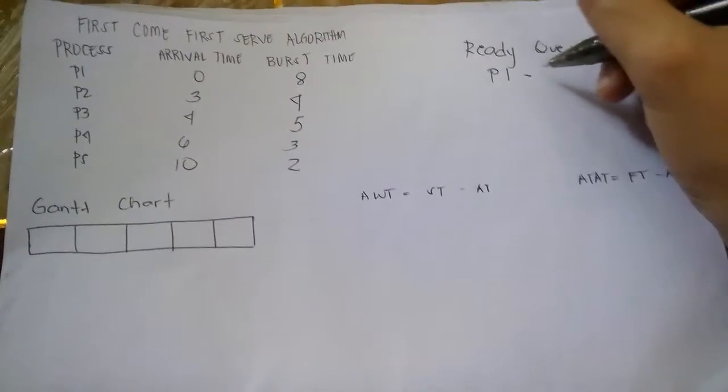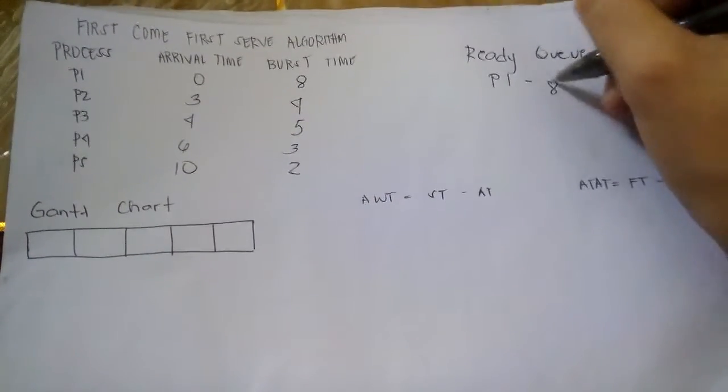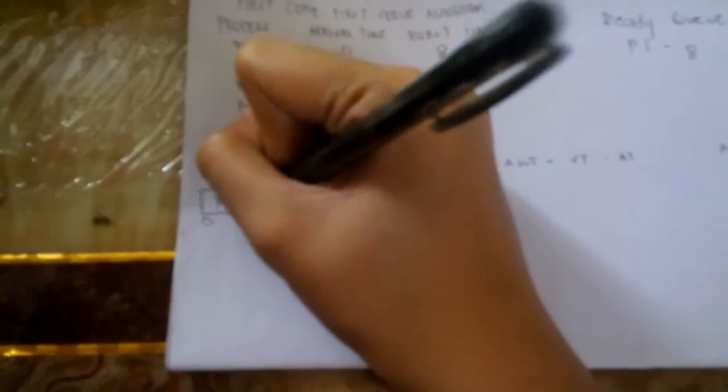We're gonna put P1 on the ready queue with a burst time of 8, and we're gonna put it on the Gantt chart to illustrate it. So P1 starts at time 0 and finishes at time 8. Within time 8, 3 processes arrive, which is P2, P3, and P4. So we're gonna put them on the ready queue.